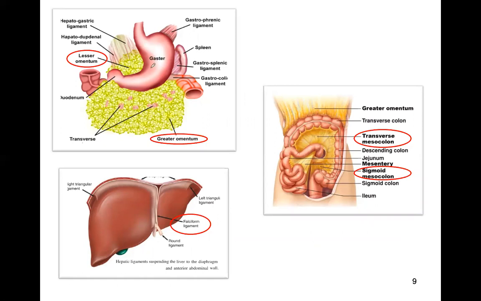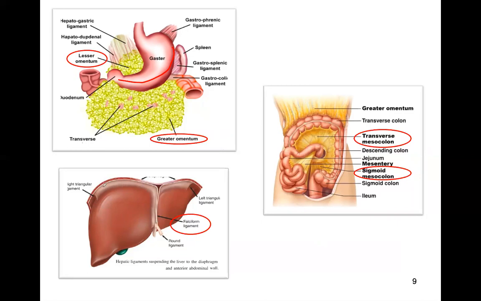So here is your stomach. The curvature on the top of the stomach is called the lesser curvature. So this yellow layer that you see, that's your lesser omentum. The curvature you see at the bottom of the stomach is called the greater curvature. So this omentum that connects to that greater curvature is called the greater omentum.